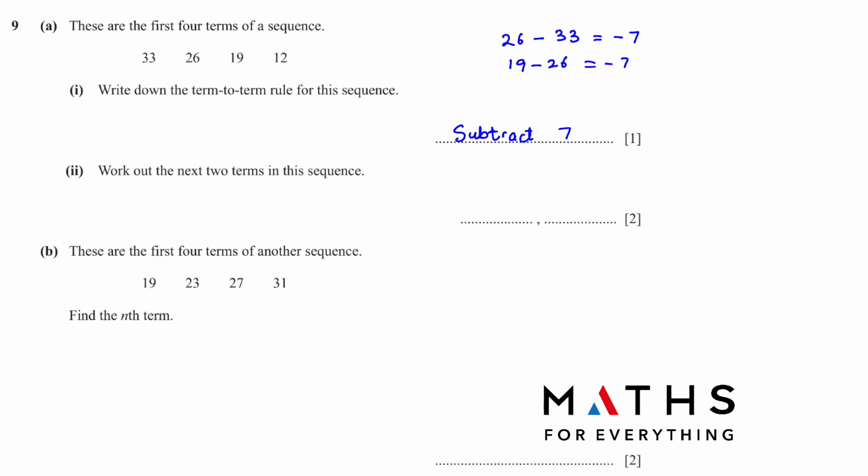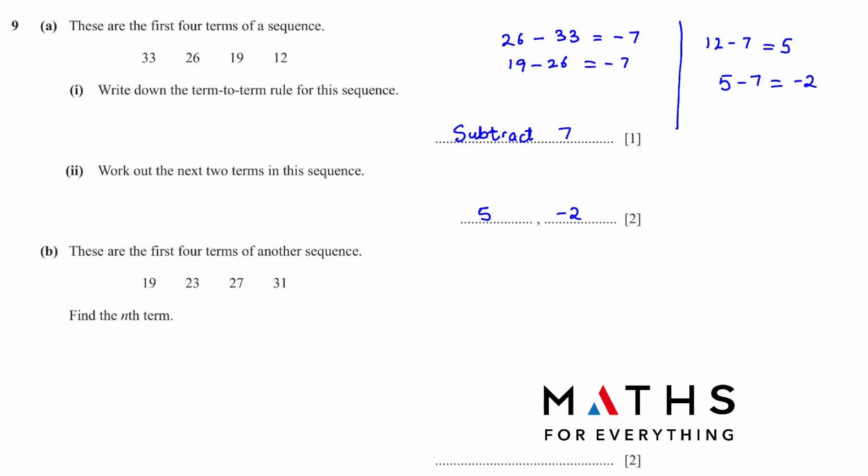Work out the next 2 terms in this sequence. 12 minus 7, that will give you 5. And then 5 minus 7, which is negative 2. I hope you know how to subtract.